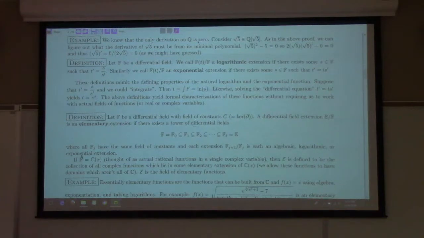So if we were to remove the derivations, then adjoining any of these different elements would be the same thing. I feel like if our derivation is 0, then the elementary extension just collapses to an algebraic extension, if I understand things correctly.